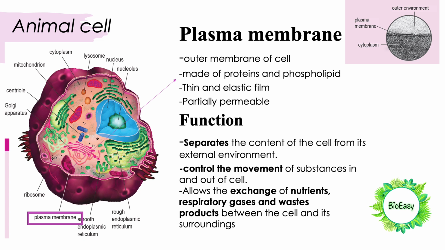Plasma membrane is the outer membrane of the cell. Made of proteins and phospholipid, it is a thin and elastic film which is partially permeable. The function of the plasma membrane is to separate the content of the cell from its external environment. It also controls the movement of substances in and out of the cell. It allows the exchange of nutrients, respiratory gases and waste products between the cell and its surroundings.